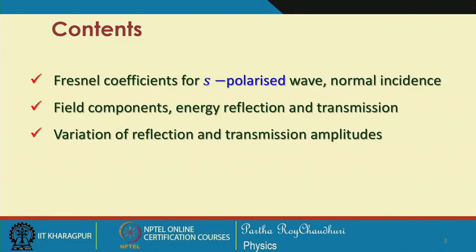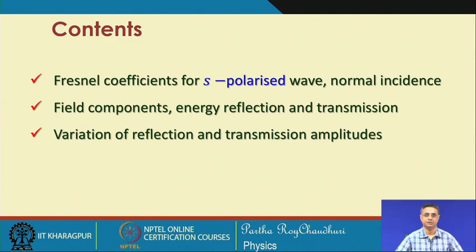S-polarized wave we characterize as the configuration where the electric field lies in the plane of the interface and the magnetic fields are in the xz plane. In this discussion we will be talking about the s-polarized wave and some cases like normal incidence. We will compare the normal incidence for the s-polarized wave and the p-polarized wave, and we will see that they reduce to the same equation under the condition of normal incidence.